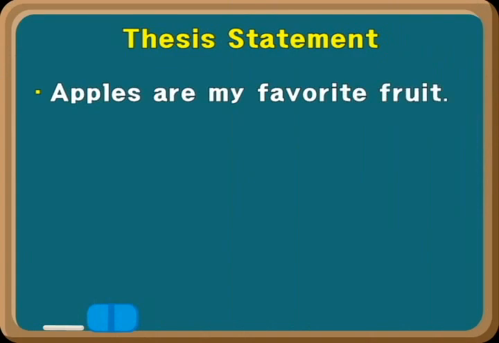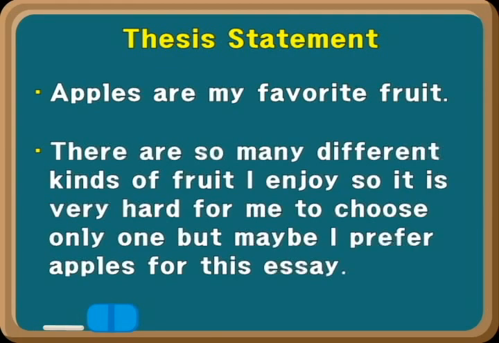Apples are my favorite fruit. There are so many different kinds of fruit I enjoy, so it is very hard for me to choose only one. But maybe I prefer apples for this essay. The second sentence is neither concise nor clear. It is unnecessary information, making the sentence longer than it has to be. This kind of sentence, because of its length, may get overlooked by the reader. Keeping your sentence short not only gives impact and strength to your sentence, but it also makes sure that the reader reads it.